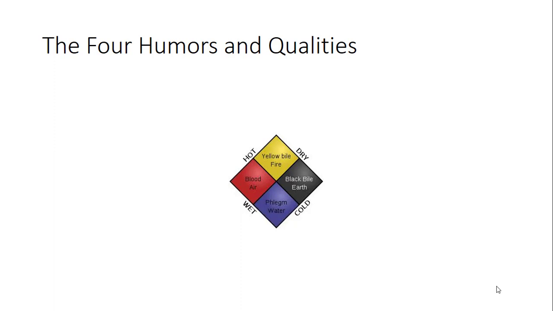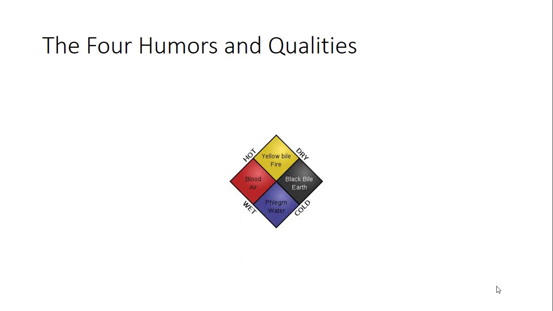We know fire is hot and dry. That means that yellow bile is hot and dry as well. For blood, which was associated with air, that was hot and wet. And so blood also was considered to be hot and wet as well. You'll see how this relates to disease in just a minute. Along the same lines, phlegm was always associated with being moist and cold, and then black bile being sort of dry and cold.